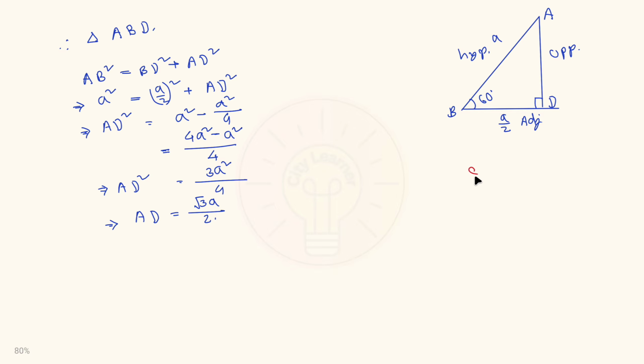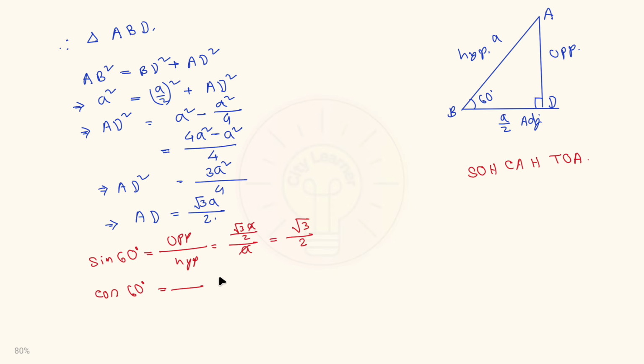Now we can find the value of sine 60 degree. For sine 60 degree, the opposite side is AD, BD is the adjacent side, and AB is the hypotenuse. So now sine 60 degree, sine means opposite side by hypotenuse. Opposite side is AD, which is root 3 A by 2, and hypotenuse is A. So sine 60 degree is equal to root 3 by 2. Now cos 60 degree is equal to adjacent side by hypotenuse. Adjacent side is A by 2 and hypotenuse is A. So if we cancel A, it will be half.